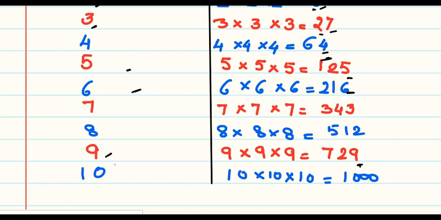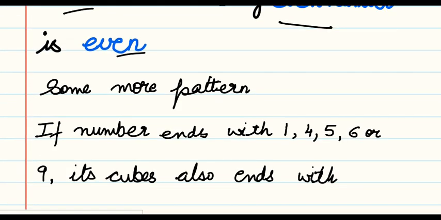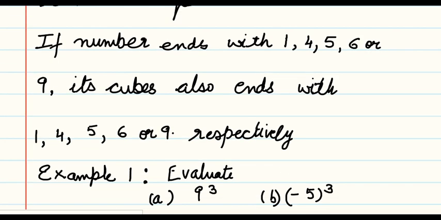And if there is a number with ending digit 0, then the result is again coming out to be 0. They have not mentioned it here. So we can conclude from this pattern that if a number ends with 1, 4, 5, 6 or 9, the cube will also end with these respective numbers.